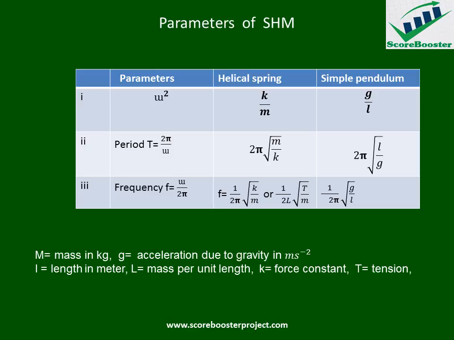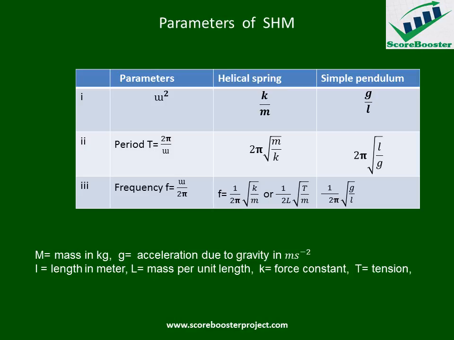So under helical spring, period T is equal to 2 pi root m over k, while under simple pendulum it is 2 pi root l over g, where g is acceleration due to gravity and l is length. And finally is on frequency.